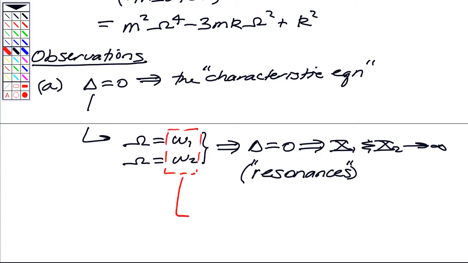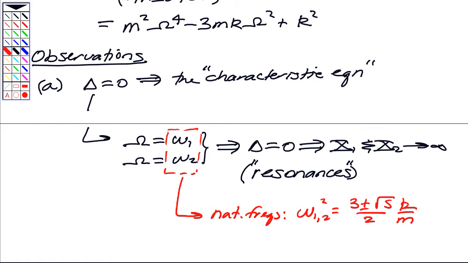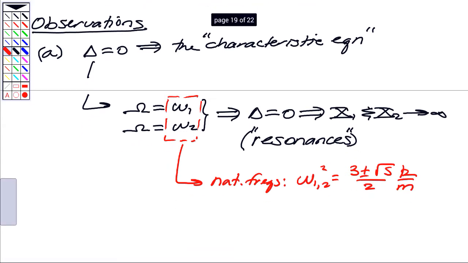And recall that from what we've done before, we can find the natural frequencies. The natural frequencies, at least the square of them, is equal to (3 plus or minus the square root of 5) over 2 times k over m. So those are the frequencies that we look for.